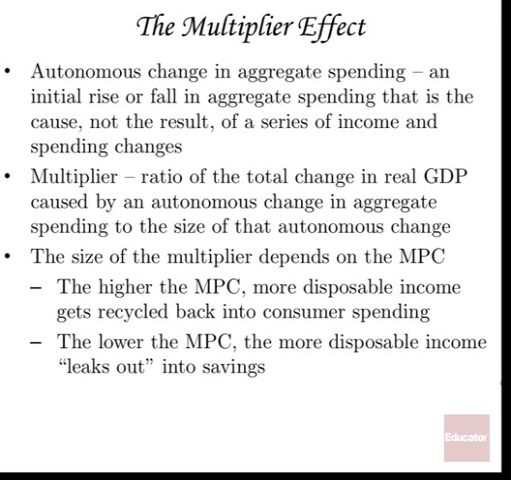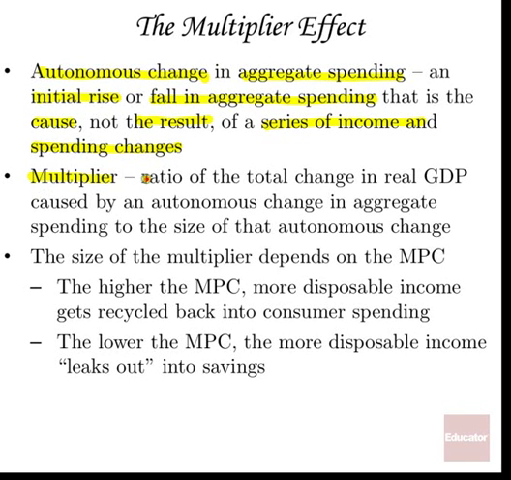So the multiplier effect, how does that work here, and what's the actual definition of this multiplier effect? So the multiplier effect is basically an autonomous change in aggregate spending. That is an initial rise or fall in aggregate spending that is the cause, so that's the beginning, and not the result of a series of income and spending changes. So that is the first thing that happens. So that's the initial increase or decrease in spending. Okay, so in the previous example, it was the number on the second part of it.